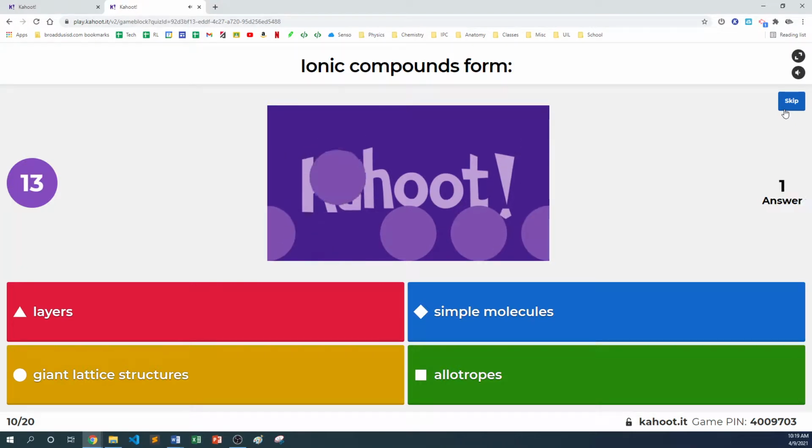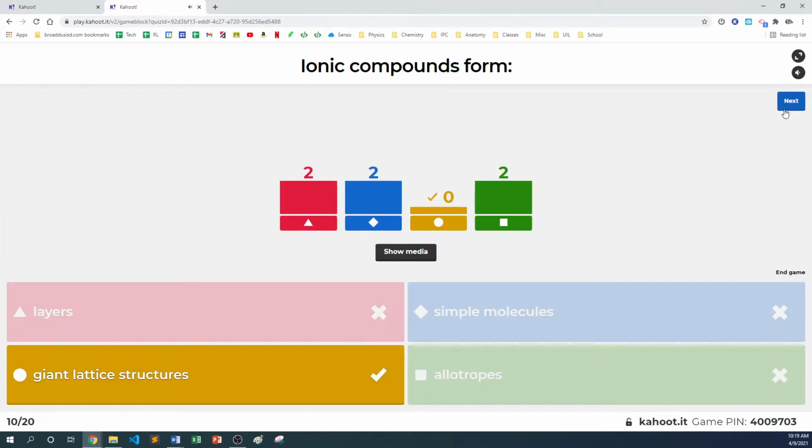They just confused me. I'm gonna go with layers. What are some properties of ions? They form what type of structures? Halogen. Crystal structures. What does the word lattice mean?